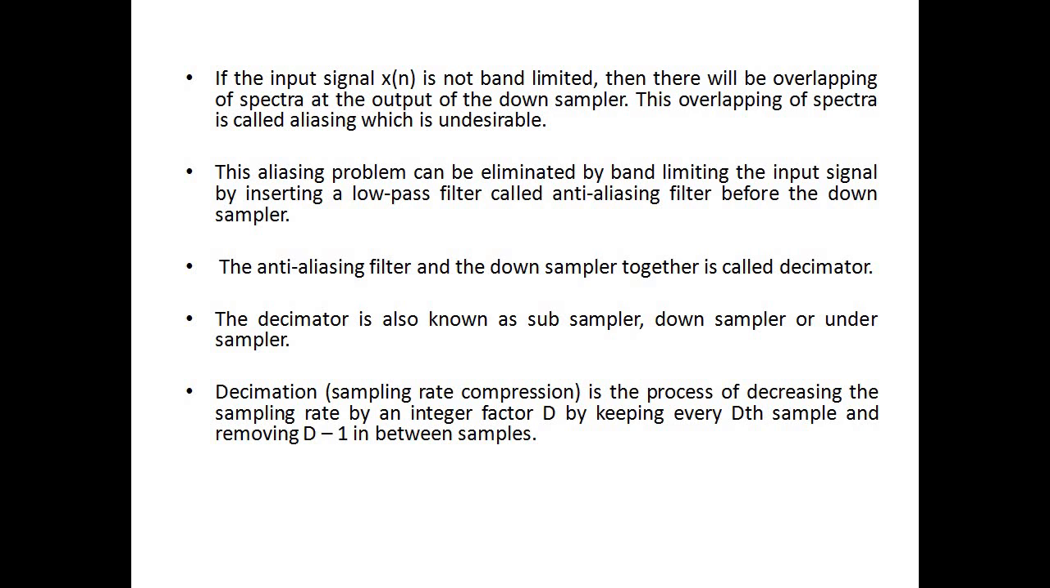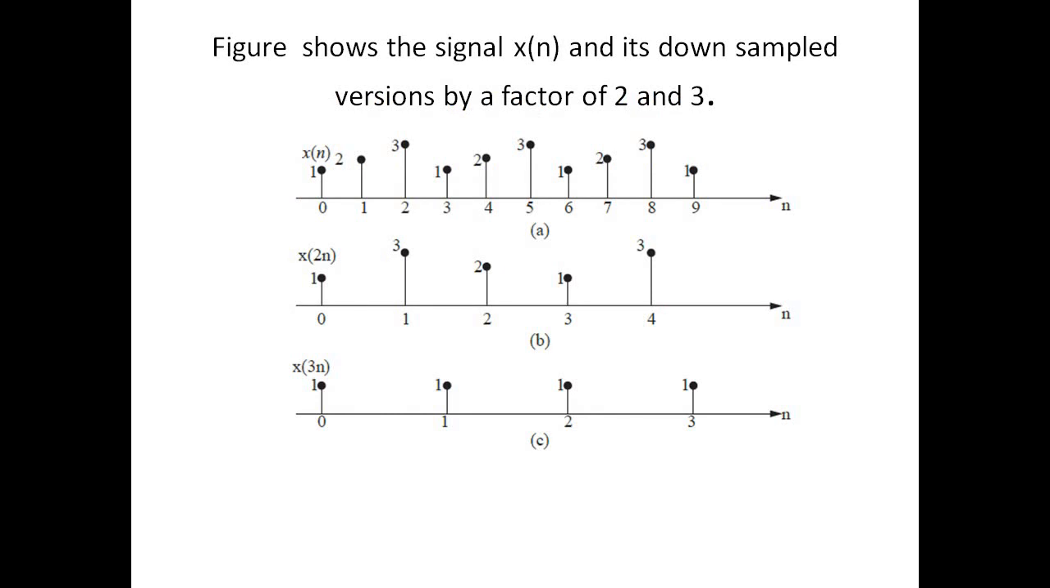So before we downsample a particular signal, we should ensure that this is done first. To do that, we have a filter followed by the downsampler, at the rate at which you want to downsample the given input signal, and then the corresponding output. The combination of this filter plus the downsampler is referred to as a decimator. The decimator can also be referred to as a downsampler or undersampler. Decimation, or rate compression, is nothing but reducing the original input signal sampling by a factor of n. The figure depicts the same thing.